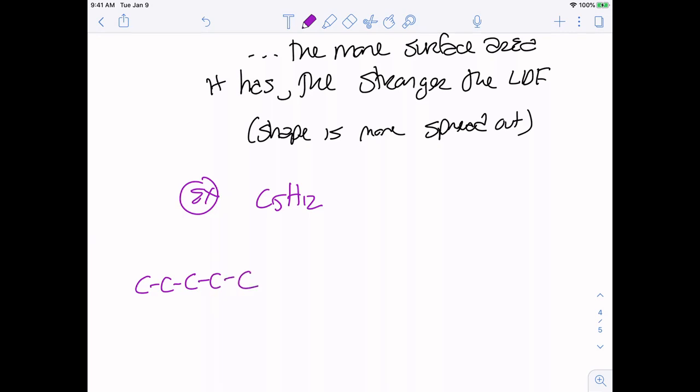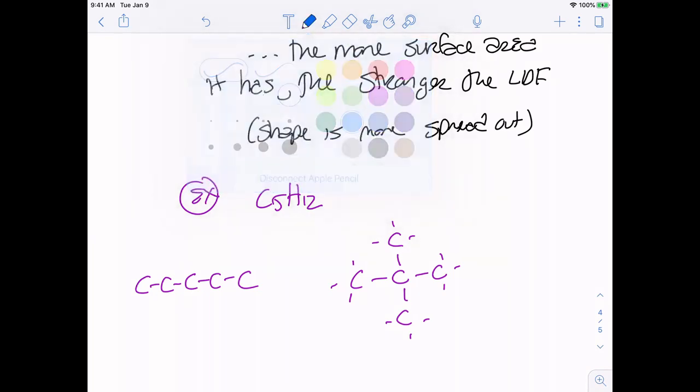What I could do, and there's a couple other ways, but I could put a carbon in the middle if I wanted, and then I could bond that carbon to 4 other carbons. That is not so spread out. And if I was to go and put the hydrogens on it, 1, 2, 3, 4, 5, 6, 7, 8, 9, 10, 11, 12. So they have the same number of hydrogen, right? They're both C5H12. They just have different shapes. So this one, more spread out.